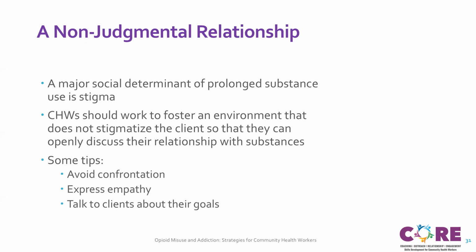Additionally, although signs are observable, really the best strategy for having a client be honest about their substance use is to foster a non-judgmental relationship where they feel like they can approach their community health worker about these things without being judged. Again, a major social determinant of prolonged substance abuse is stigma. And so I think there are some great ways that community health workers can take a step back and not foster a stigmatized relationship.